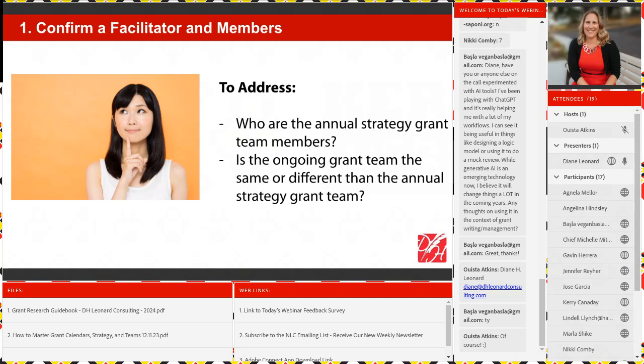So, a new member to the grant team produced some great questions that for this organization might start to shift their annual grant strategy. And I bring that up because when the members change, even if you've had the same facilitator and the same leader, you might start to see some shifts in the conversation as well. So I think that's a great thing to highlight as well.